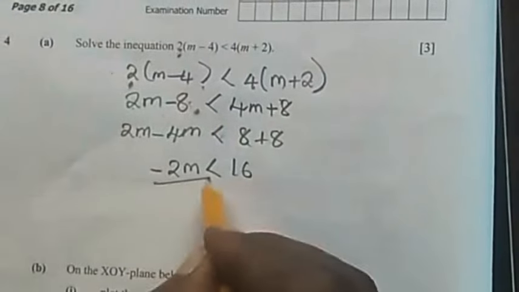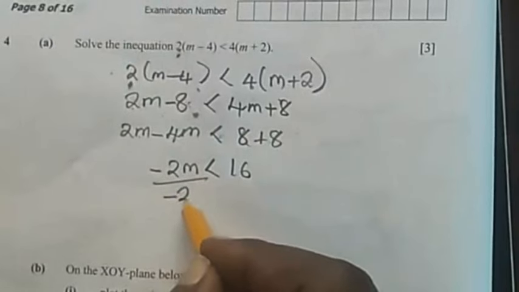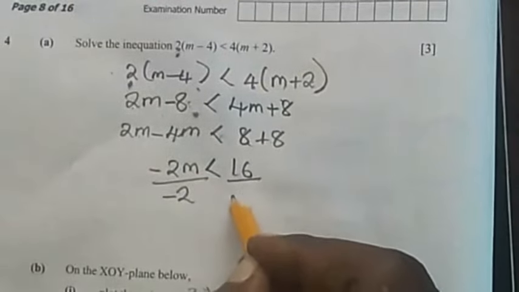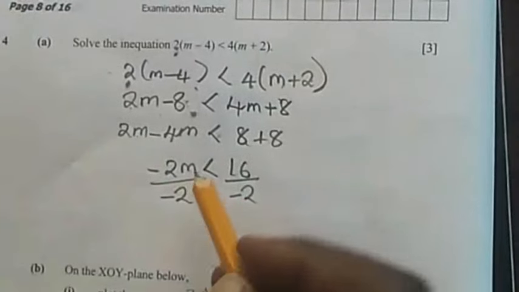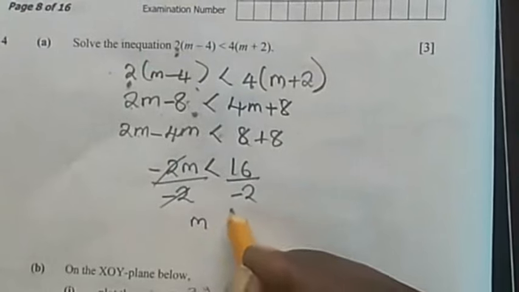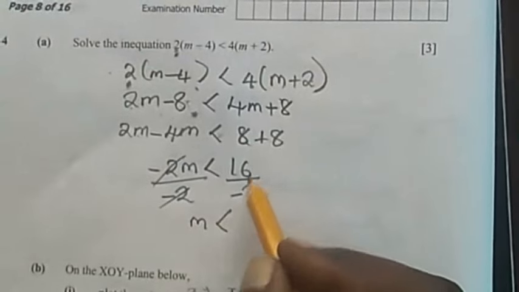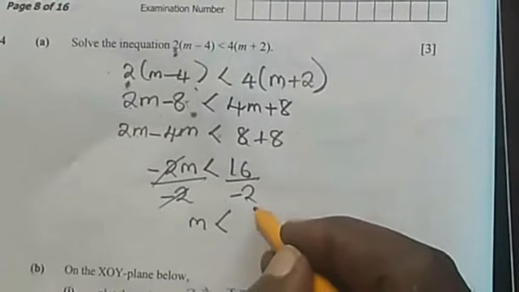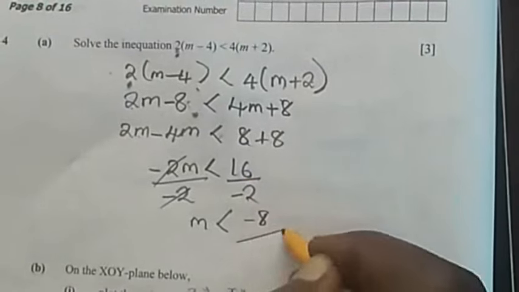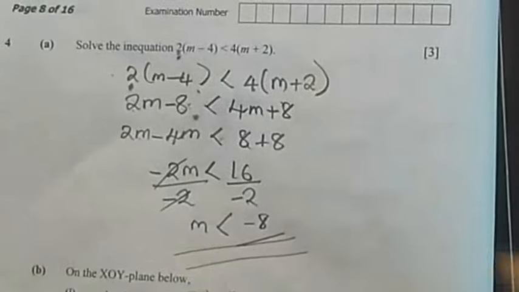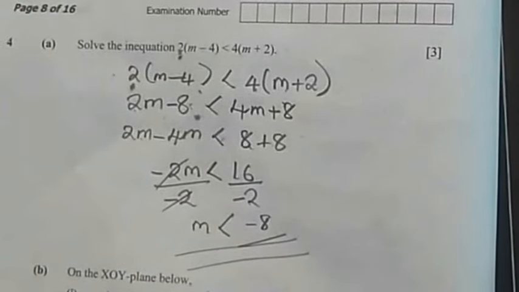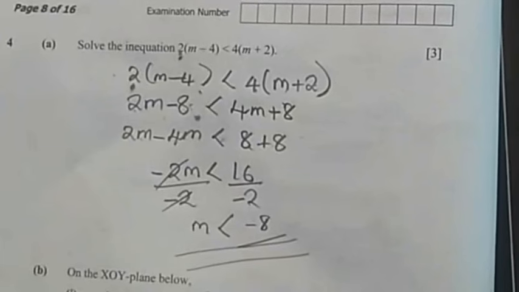Then I'm going to divide both sides by negative 2 so that I remain with m, so that I can find the value of m. This and this will cancel each other, leaving us with m, which is less than 16 divided by negative 2, which gives us negative 8. Okay, so that is the answer. The value of m is negative 8.